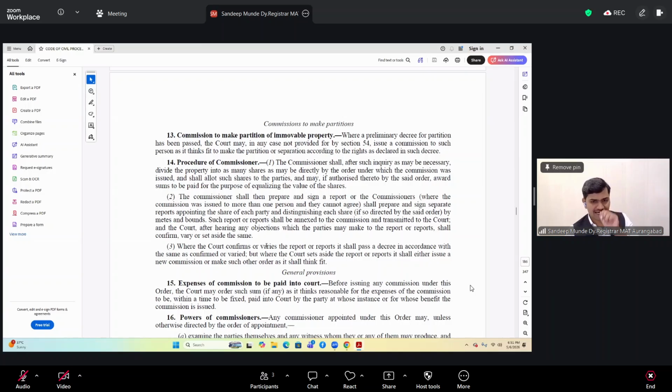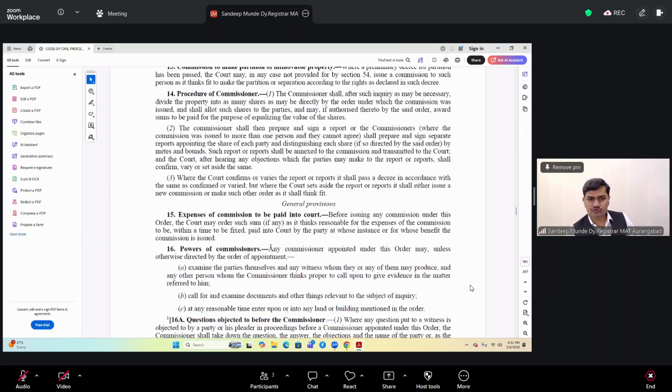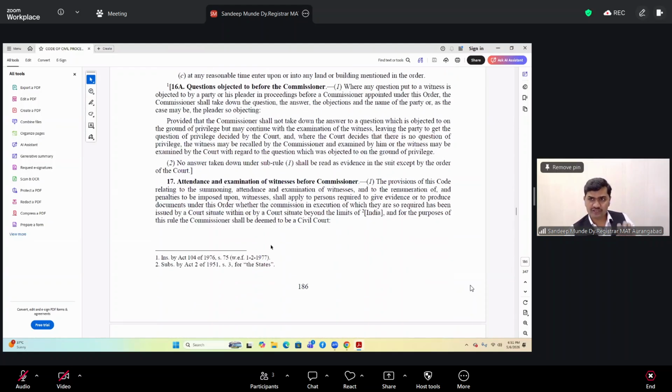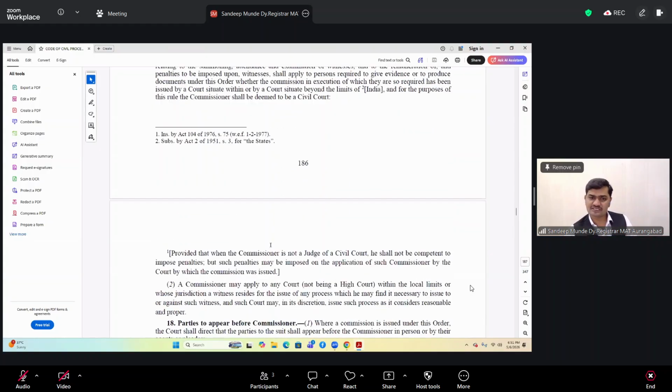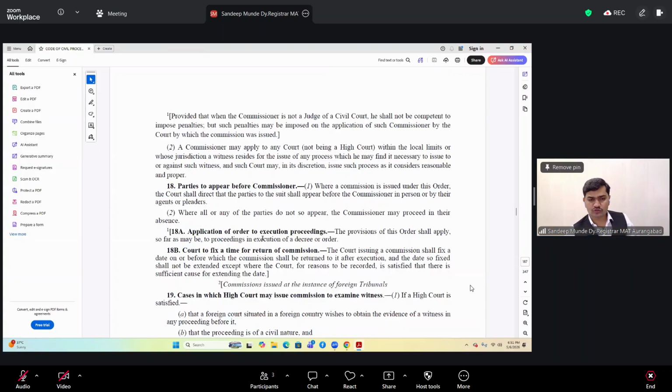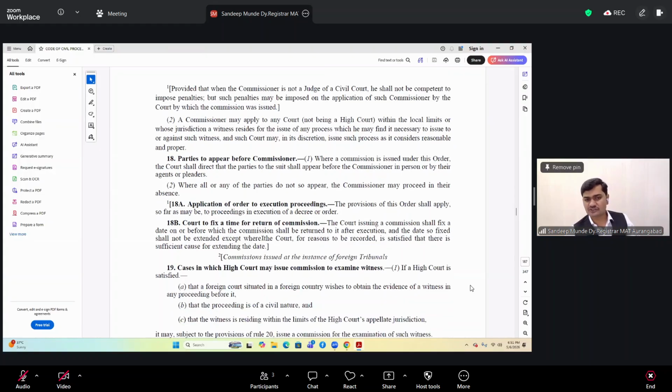Sections 15 and 16 are the general provisions. What are the powers of the commissions? Who has to pay the expenses? Whoever claims the appointment of the commission is required to pay, and whatever power is given by the court with regard to the commission, he has to comply with. Whatever power the commissioner receives with regard to attendance and examination of witnesses before the commission, all the parties should follow the orders of the commission with regard to it.